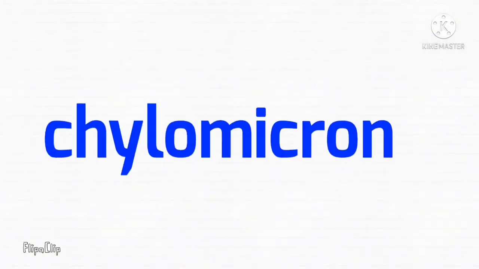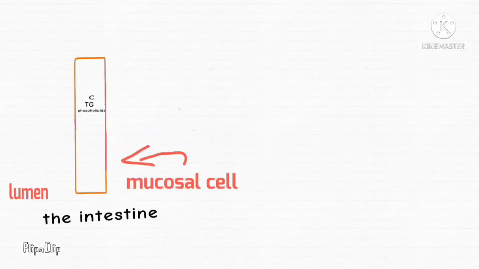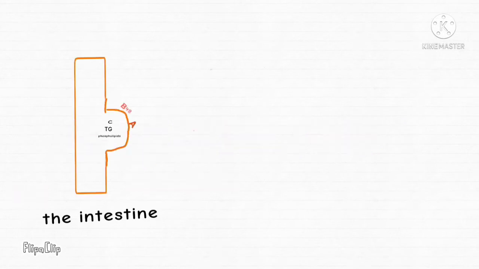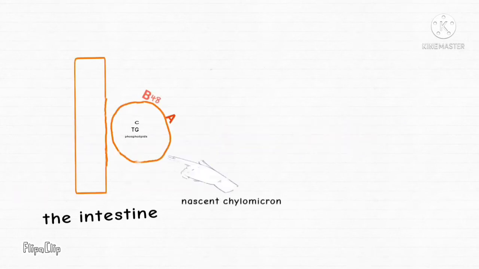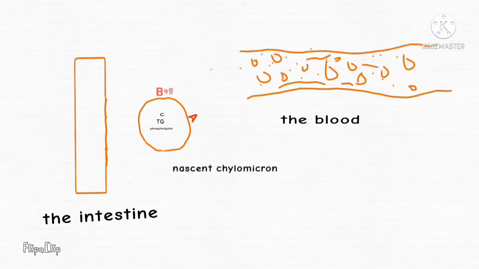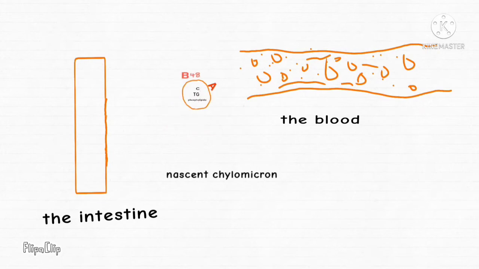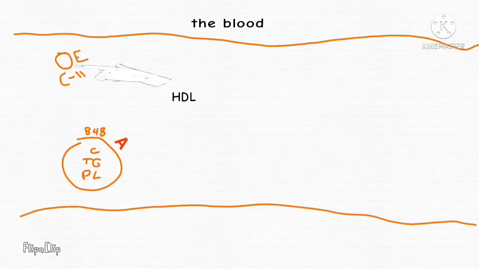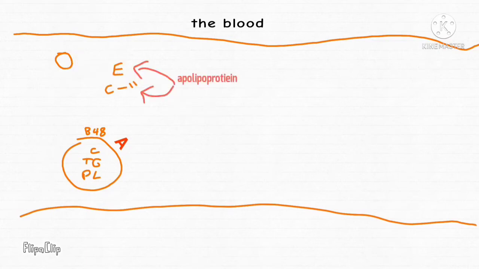First of all, chylomicron. Chylomicron is the largest and the least dense among all. It is synthesized in the small intestine, consists of B48, an apolipoprotein, along with dietary triglyceride, cholesterol, and phospholipid, and then it moves to the blood. In the blood, chylomicron meets HDL, and this guy does him a favor by giving him E and C apoproteins. These apoproteins have different functions.